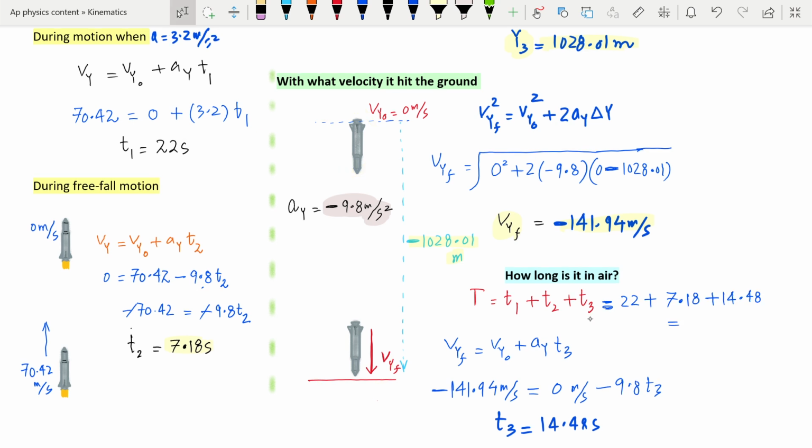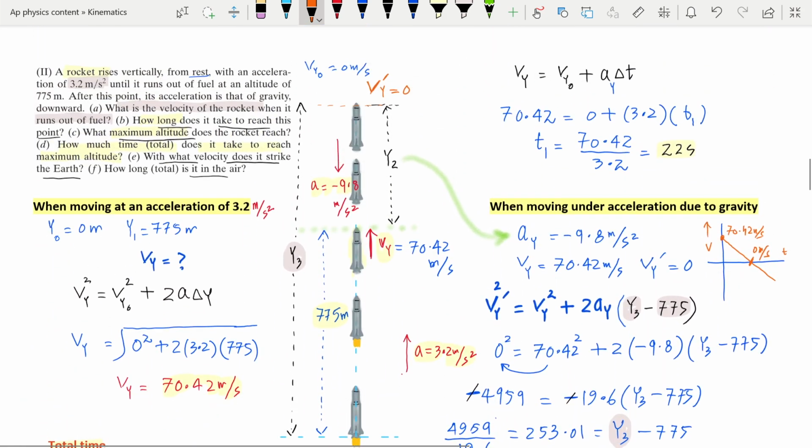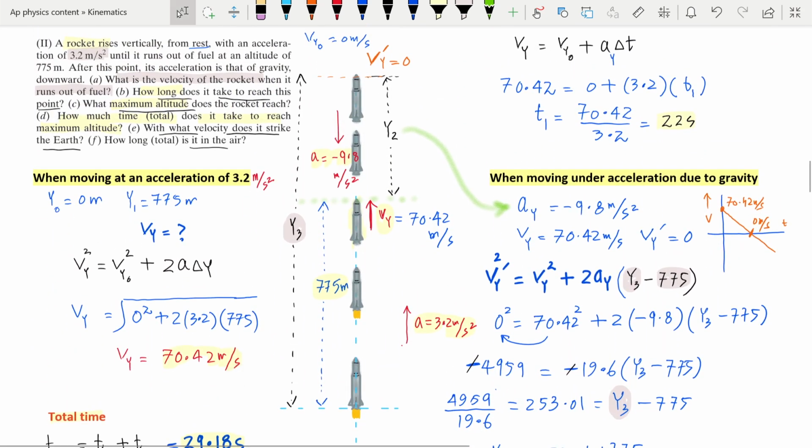So the total time that it was in the air is 43.66 seconds. So in total we have solved 7 questions in this single question. It was very lengthy, but I hope you understand. So all of these questions we have answered.